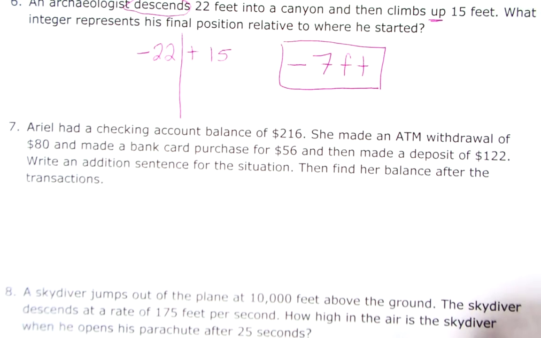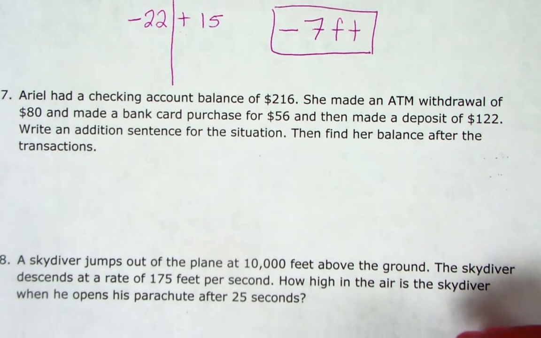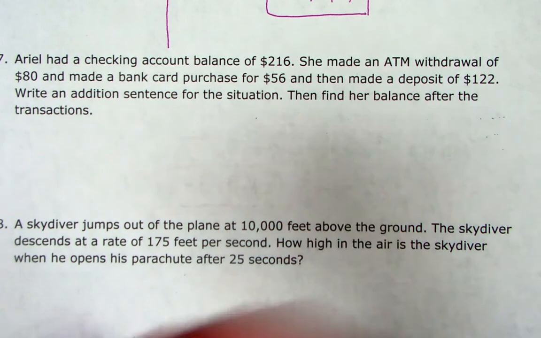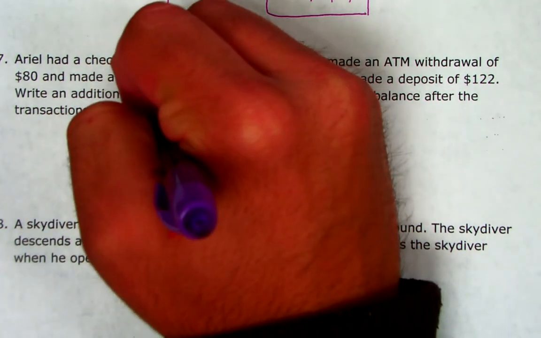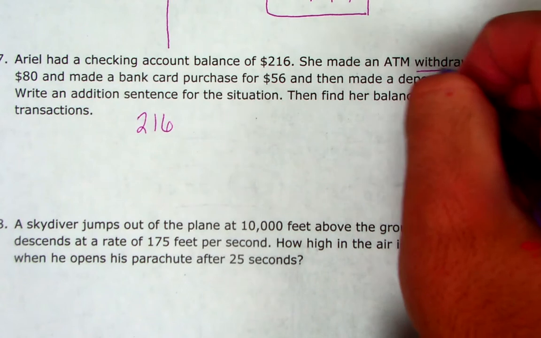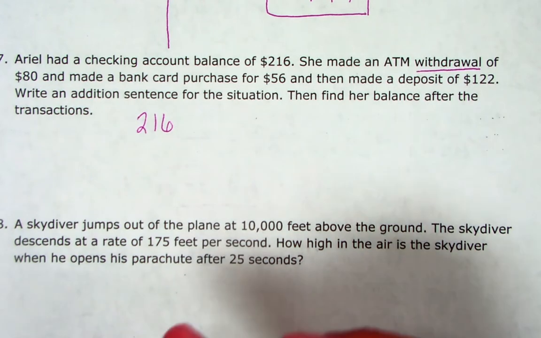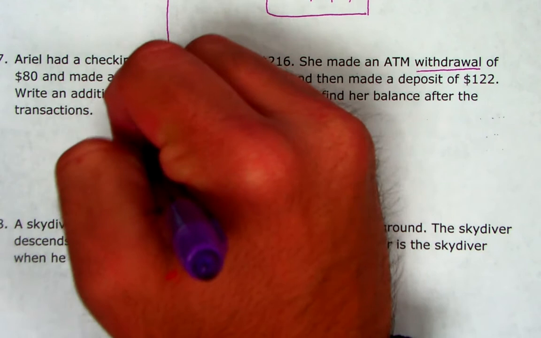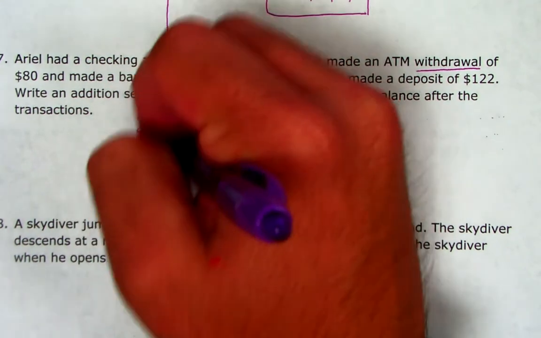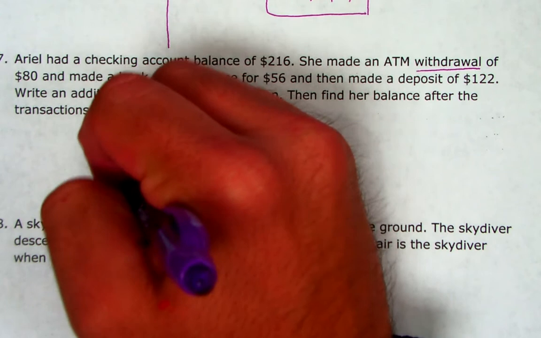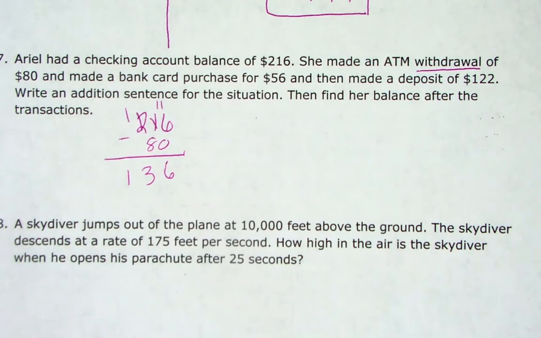All right, number 7. Ariel had a checking account balance of $216. All right, so she has some money. She has $216. She made a withdrawal. Guys, if you make a withdrawal, you got to take that money out of your bank. So we have to take it away. So let's go ahead and subtract the 80 here. Well, now she has $136.